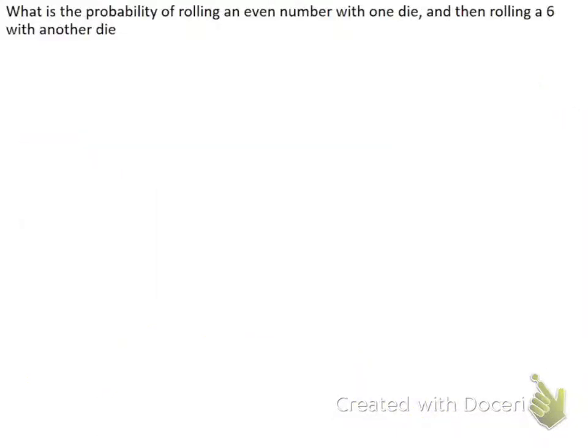With the last one we have here, what is the probability of rolling an even number with one die, and then after that, rolling a 6 with another die? So I want an even number, and then rolling a 6 with another die. Again, they're independent because they're two separate dice.